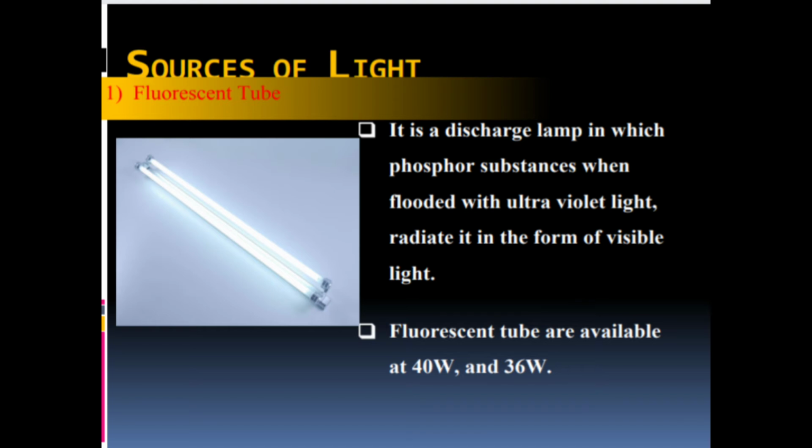This is the picture of fluorescent tube, and here see what a fluorescent tube is. It is a discharge lamp, in which phosphorus substances when flooded with ultraviolet light radiate it in the form of visible light.